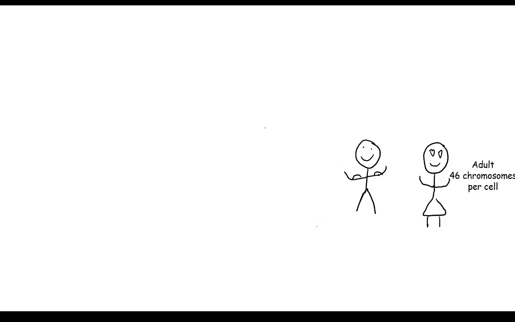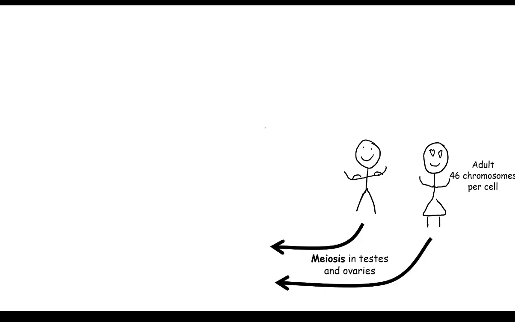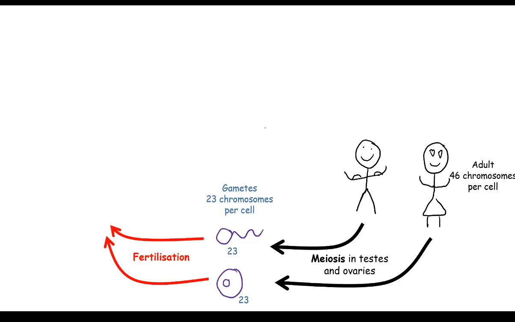Now, at different stages of your life, mitosis and meiosis are going to happen at different times and for different reasons. So, in an adult, we know that there are 46 chromosomes per cell. What will take place in the testes and the ovaries is meiosis, and that is a type of cell division used to produce gametes. The gametes will contain 23 chromosomes per cell. So when fertilization takes place, the diploid number will be restored in the zygote, which will contain 46 chromosomes.